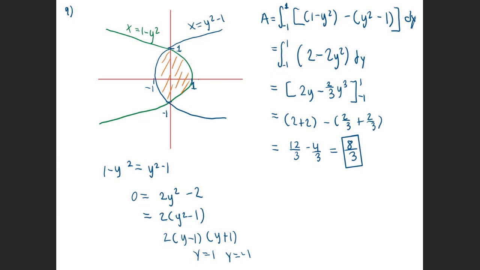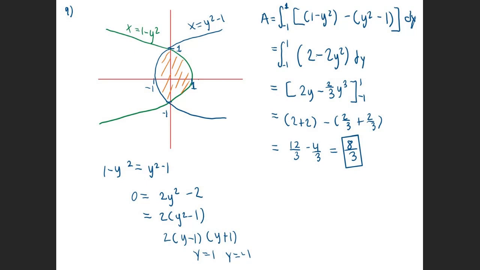To find the area, I can use the integral from -1 to 1 of 1 minus y squared minus (y squared minus 1). So then I get 2 minus 2y squared dy, and then I evaluate and get 2y minus 2/3 y cubed from -1 to 1, and I substitute in and get 8/3 as the area. 8/3.